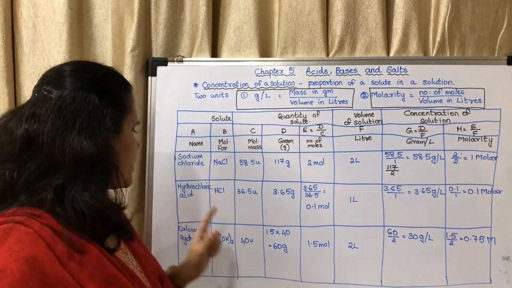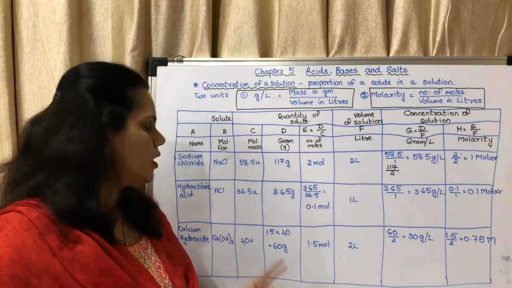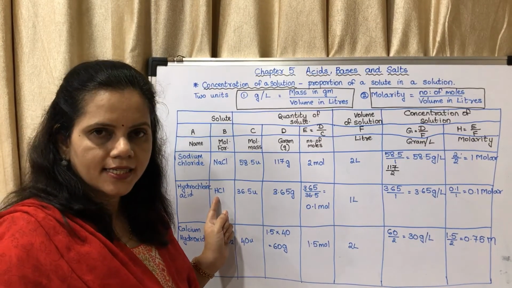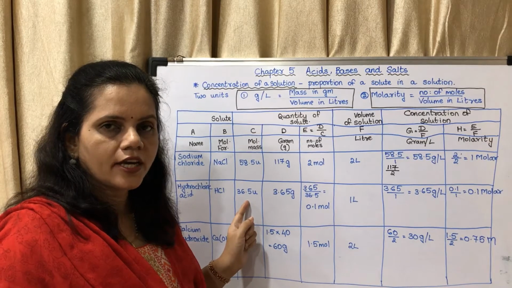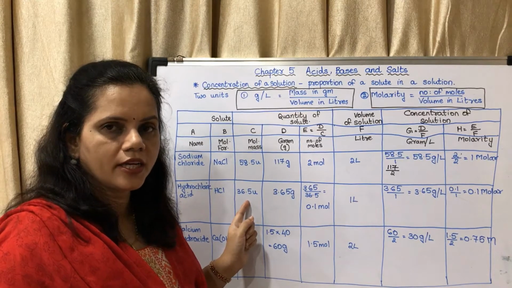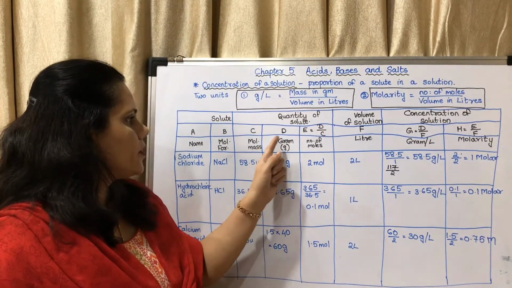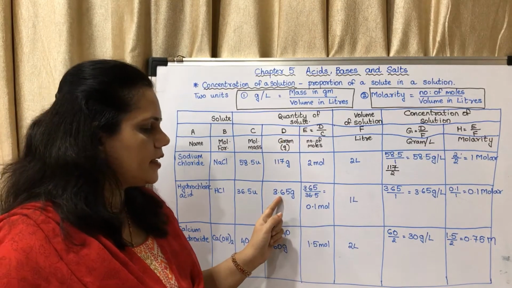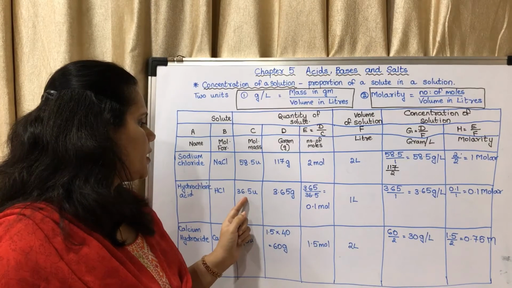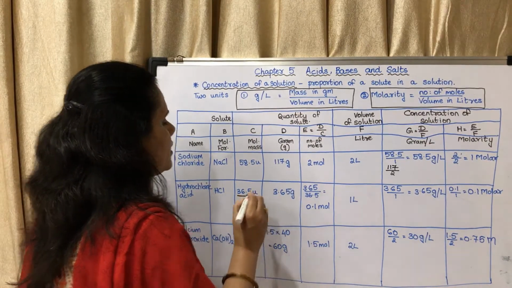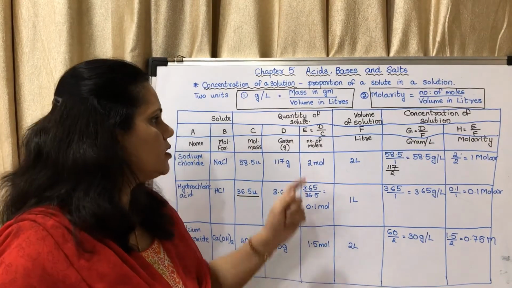Okay. Now the next is hydrochloric acid. The molecular formula is HCl. The molecular weight is 36.5. Hope you remember how to calculate molecular weight. The mass in grams is 3.65. They have given this 3.65. Molecular weight is a blank given that we have to write.